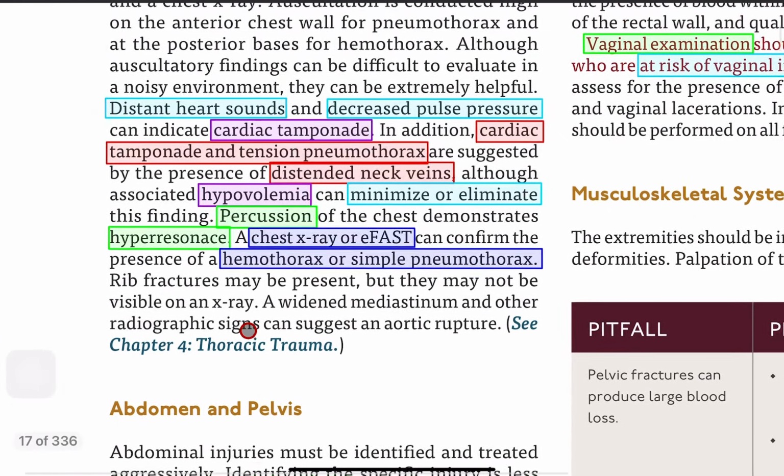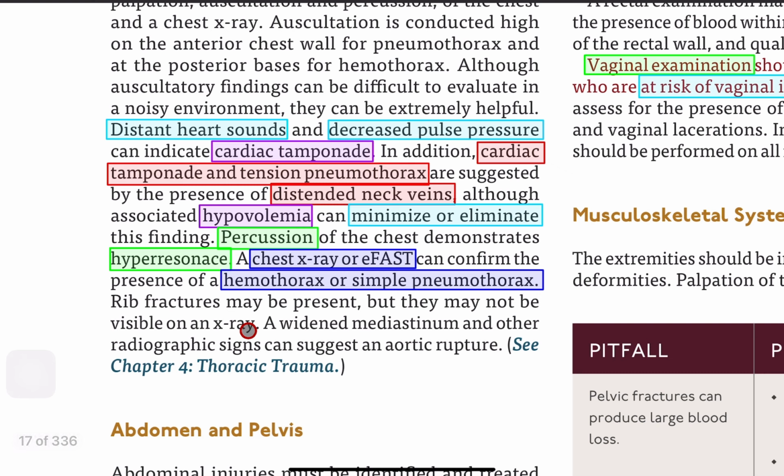So we will read in a subsequent chapter about cardiac tamponade and pneumothorax and how to differentiate them, but a bit of a point: distant heart sounds and decreased pulse pressure are seen with cardiac tamponade. In addition, cardiac tamponade and tension pneumothorax both can have distended neck veins. But in cardiac tamponade you will get distant heart sounds and decreased pulse pressure. Just remember the pulse and heart sound are related to the heart, so in cardiac tamponade you get both. Hypovolemia can minimize or eliminate this finding.